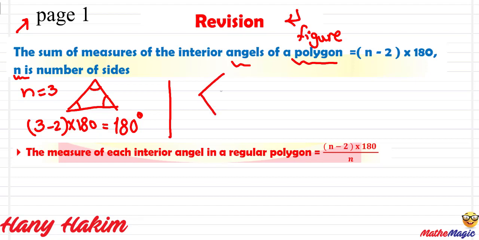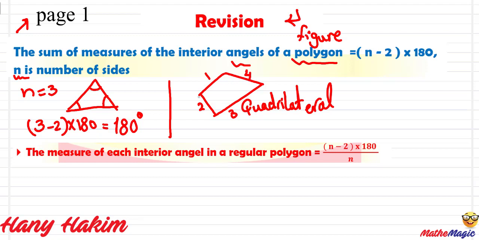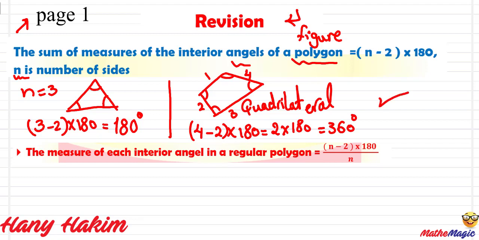Another one, if I have something shaped like this, this is called quadrilateral. The quadrilateral, this is a shape formed from 4 sides and contains 4 interior angles. So the sum of the measures of the interior angles of the quadrilateral, n, which is 4 minus 2 multiplied by 180, which is equal to 2 multiplied by 180 to get 360 degrees, and so on.